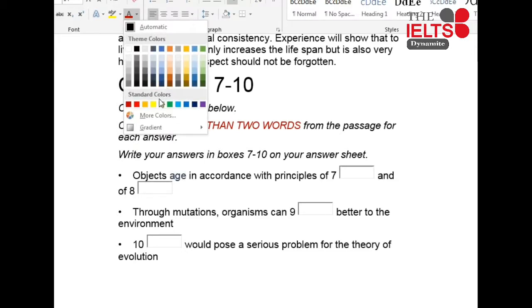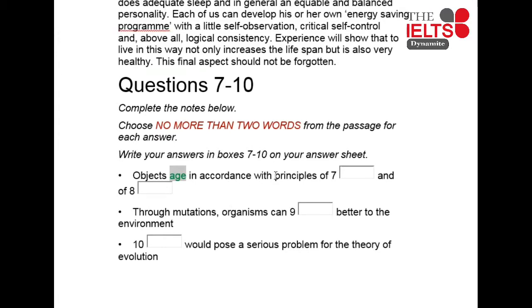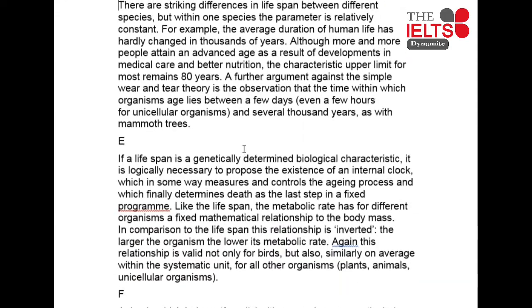So I will put it in, let us see, green. Age in accordance with principles is another clue, so it's going to be like this. So I will move to the passage and try to find or locate the paragraph that has these 2 clues and try to figure out what is the missing word. Okay, let's move.